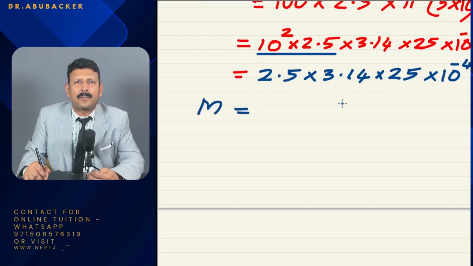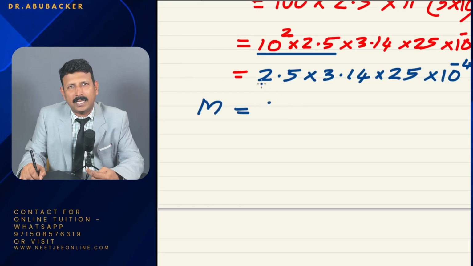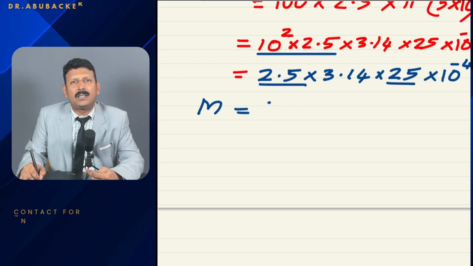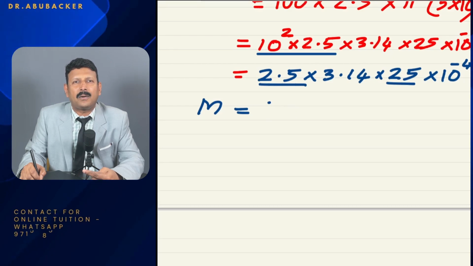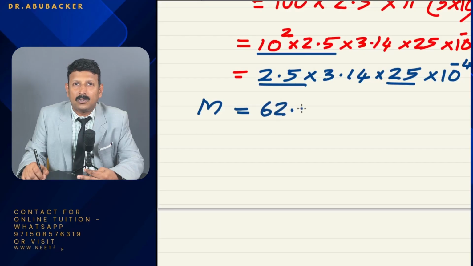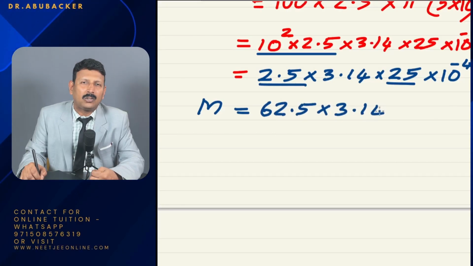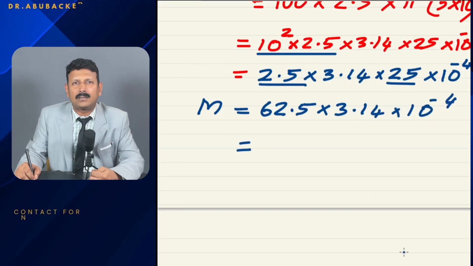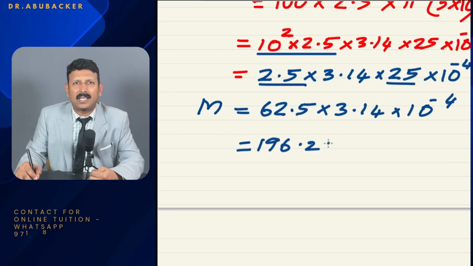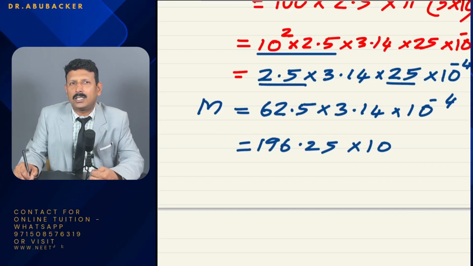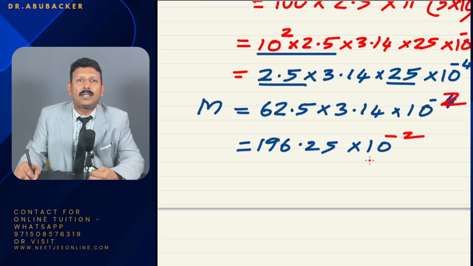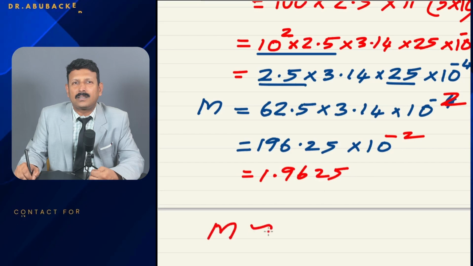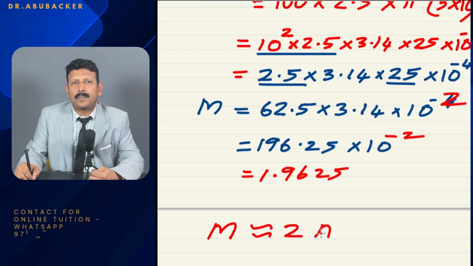Now you can try actually. Somewhere in the rough calculation area, do the calculation of 2.5 into 25 first. 25 into 2.5 is easy, right? 2 times is 50, so 62.5 will come. So 2.5 into 25 is 62.5, into 3.14, into 10 raised to minus 4. Roughly, the answer of this is 3 into 62, 186. If you do the actual calculation, you will get 196 point, because 3.14 is there, 62.5 is there. So 196.25 into 10 raised to minus 2. In standard form it is 1.9625, with the 10 power adjusted.